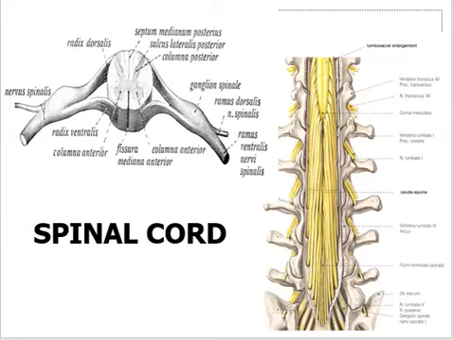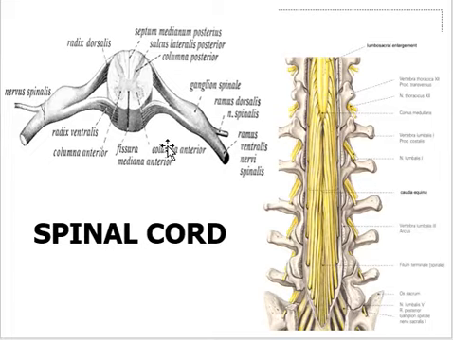Next we are coming towards the coverings. The spinal cord is covered by sheets called meninges, which are membranous in nature. The meninges are the dura mater, pia mater and arachnoid mater. These coverings are continuous with the coverings of the brain. The meninges are responsible for protection and nourishment of the nervous tissues.